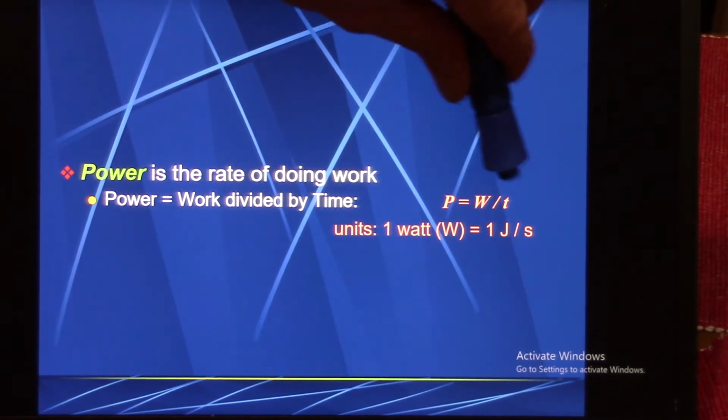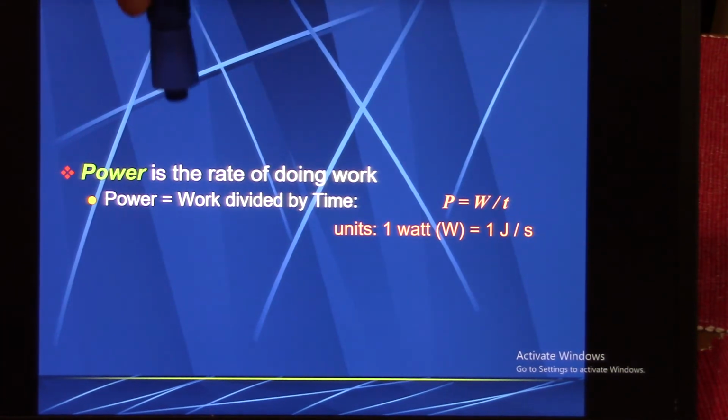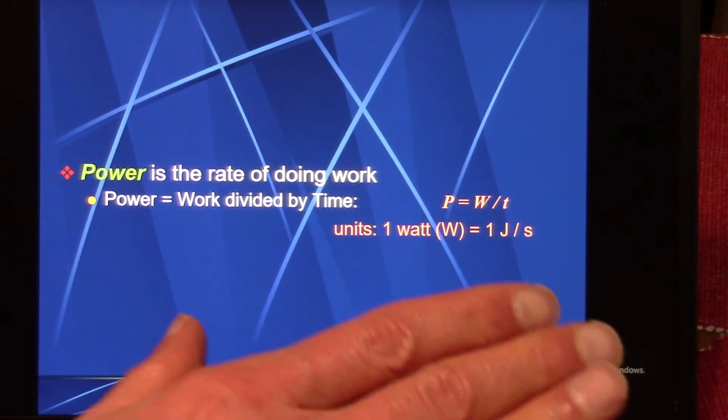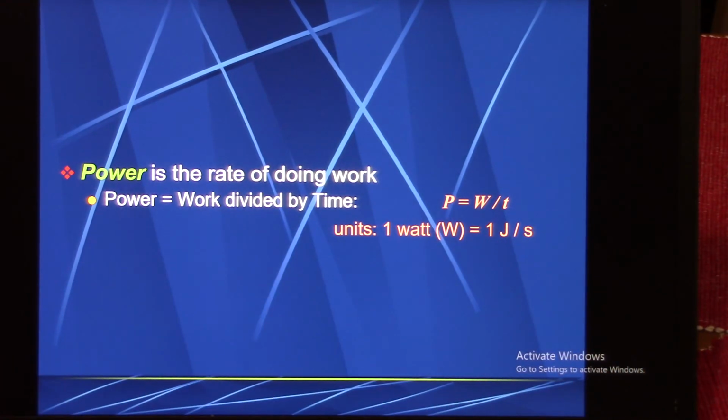But it's joules per unit time. So it's the rate of doing work. So you're doing work, but a joule per unit time. And we're going to get into this more.